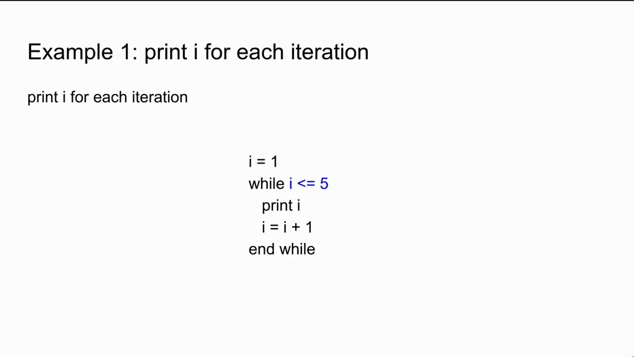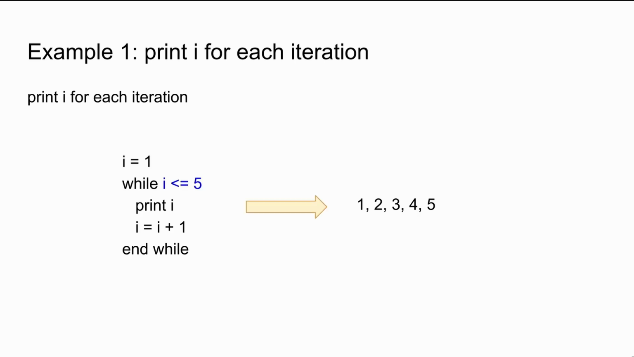Now let's see an example printing I in each iteration. We want to print from 1 to 5. So first, we will initialize I to 1. Then, we have while I is less than or equal to 5, and in the block of code for the loop, we print I and increase it by 1. This loop would print 1, 2, 3, 4, and 5.